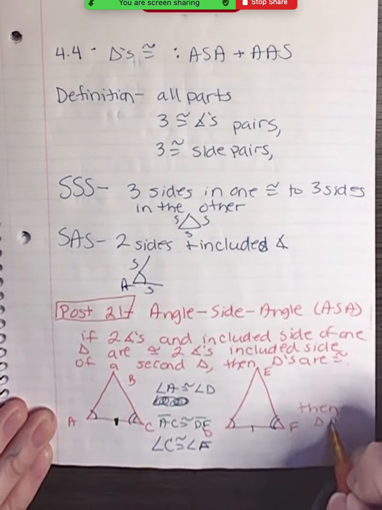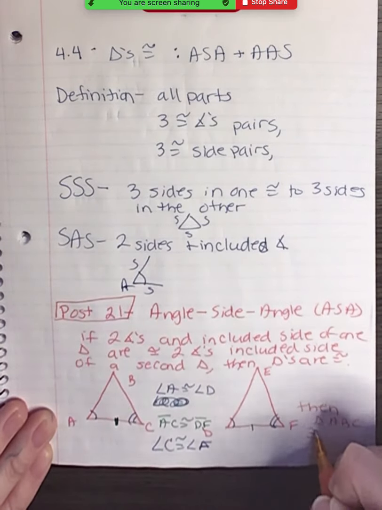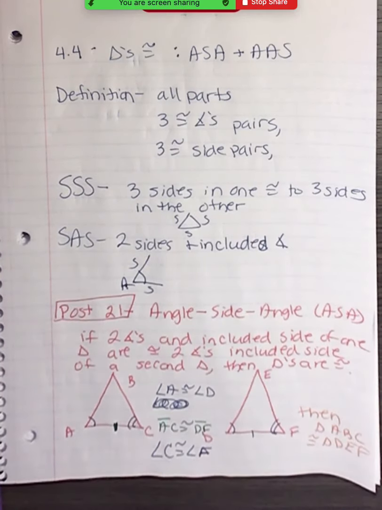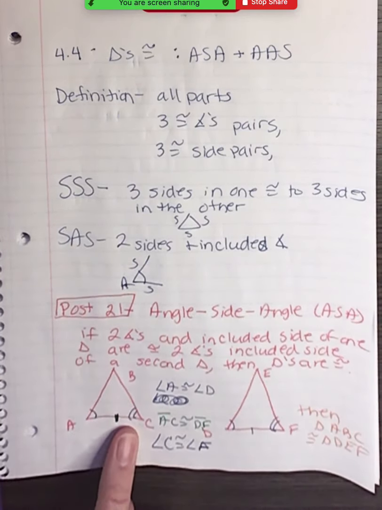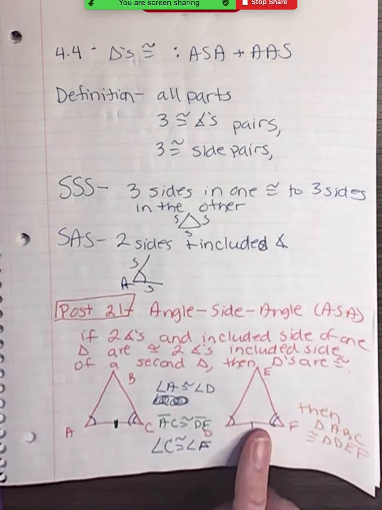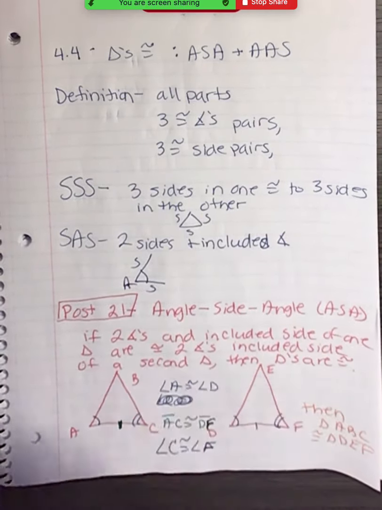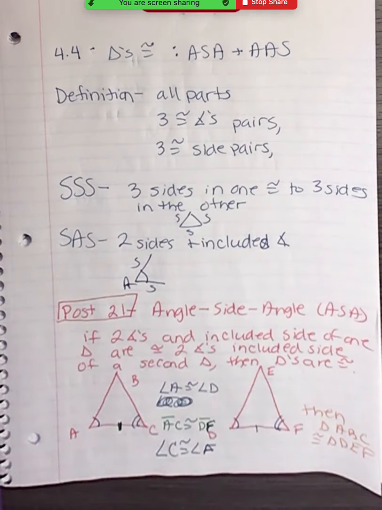Then our triangles are congruent. So triangle ABC congruent to triangle DEF. 2 angles, the included side. 2 angles, the included side. Not any side, it's the side that's in between the 2 angles for angle, side, angle. Okay?